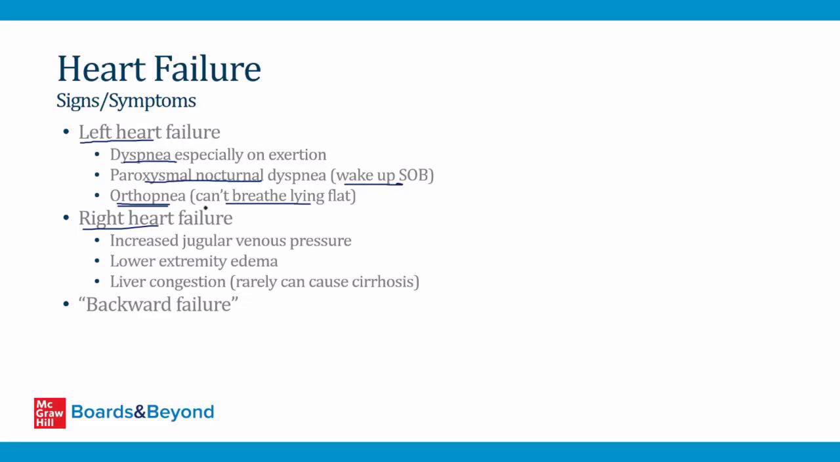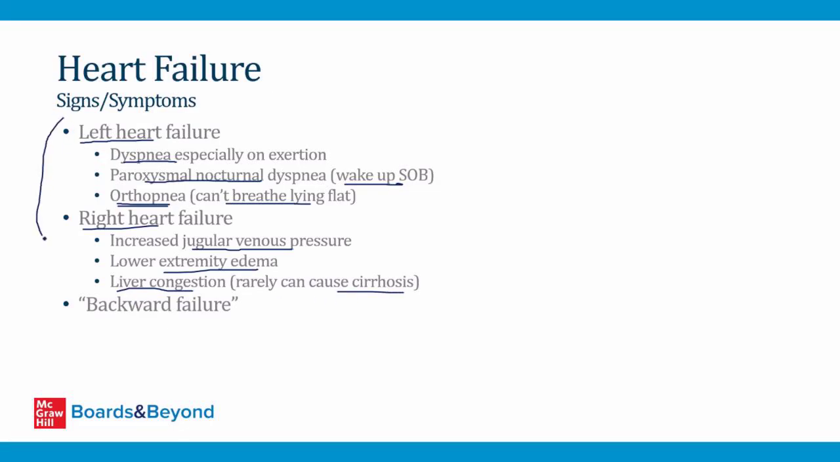When the right ventricle fails, you can see increased jugular venous pressure. We'll talk about this in a minute, but you can see distended neck veins because those veins are filled with blood from poor function of the right side of the heart. Also from right heart failure, you can get lower extremity edema. That's when pressure gets high in those systemic capillaries. And you can also sometimes get liver congestion and an enlarged liver. In rare cases of long-standing chronic right heart failure, you can get cirrhosis.